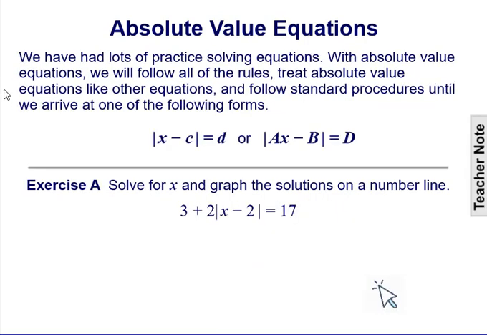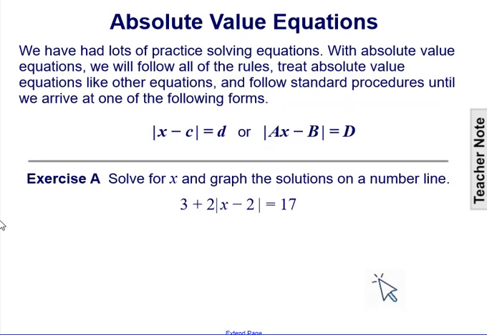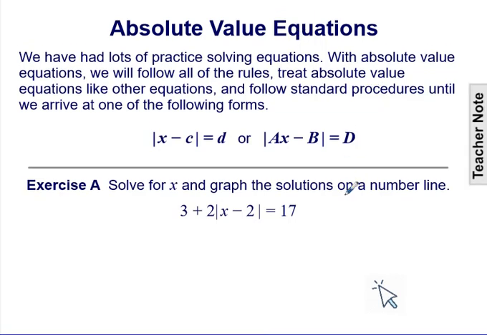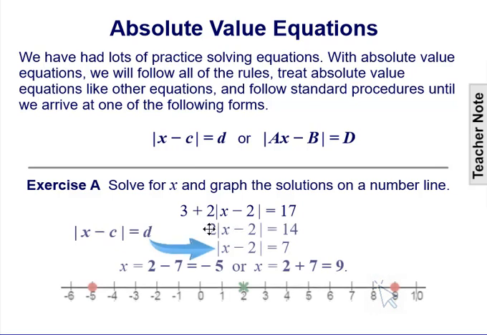So here, let's look at this equation. We have solve for x and graph the solutions on a number line. 3 plus 2 times the absolute value of x minus 2 is equal to 17. First we need to get it into one of these forms. So let's subtract 3 from both sides. That is where the 14 is coming from. And then let's divide both sides by 2. That's where the 7 is coming from. And we then have the absolute value of x minus 2 is equal to 7.